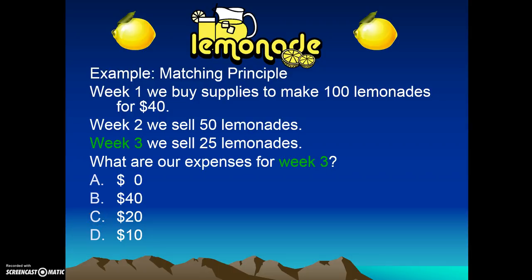Excellent work. So week 3, we go out and sell 25 lemonades, which of course means we used 1/4 of the supplies that we bought in week 1. So what would our expenses be for week 3? $10, exactly. 1/4 of the $40 from week 1. 1/4 of those lemonade supplies, of course, that cost us $40, so the expenses would be $10. And of course, our revenues would be $25. Assuming we made and handed those lemonades over, we would have earned it.